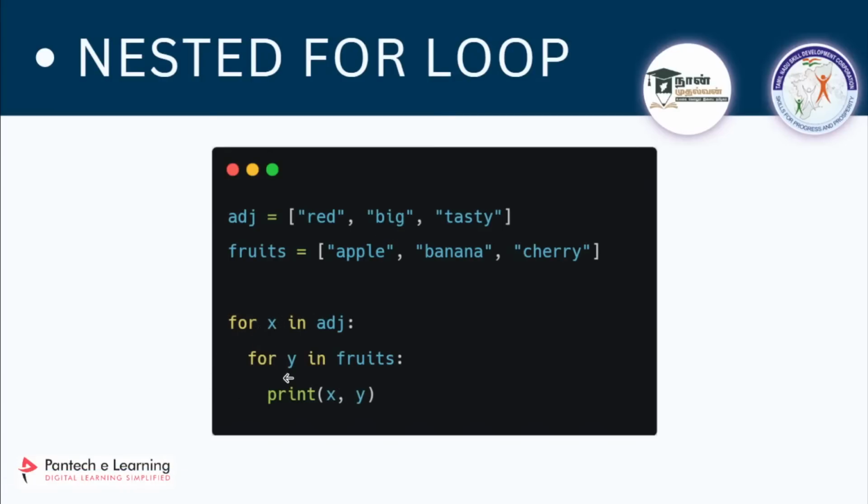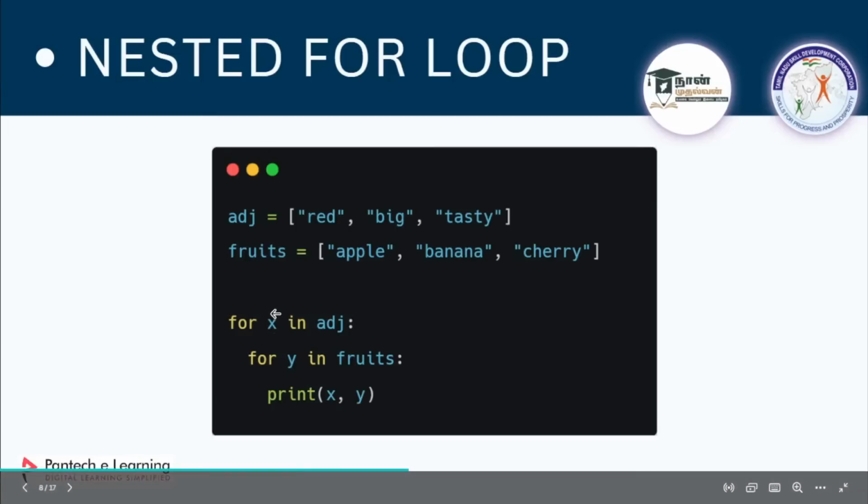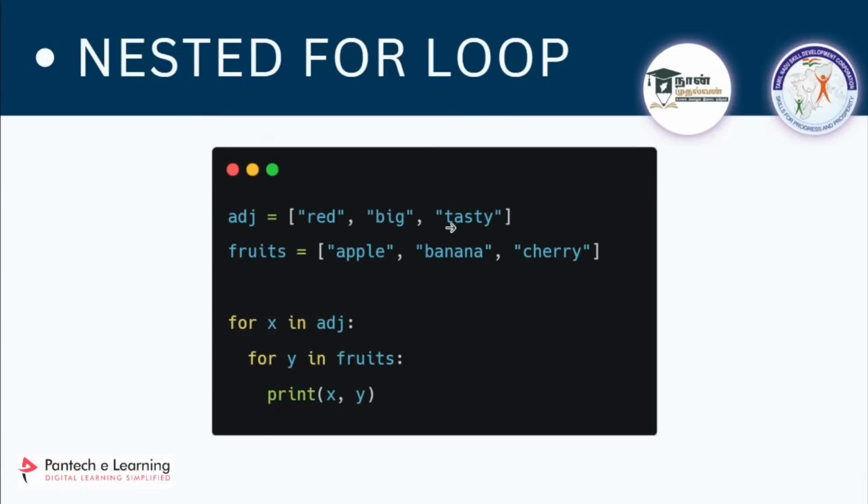It will come into this for loop again, so it will take y again from the start, apple. So big apple, then big banana, then big cherry. Only when this loop ends, it is going to take the last value of x, which is tasty. So it will start from tasty apple, tasty banana and tasty cherry. Clear about how a nested for loop works? Can we try it in Colab?